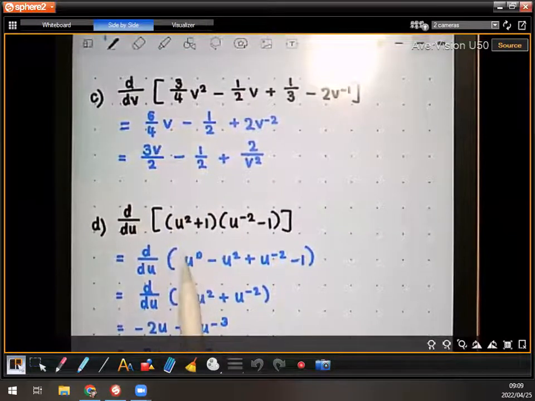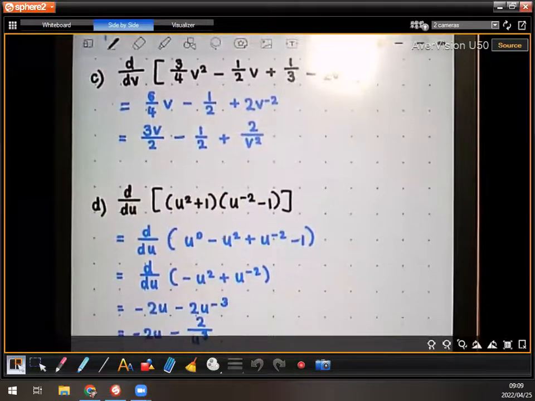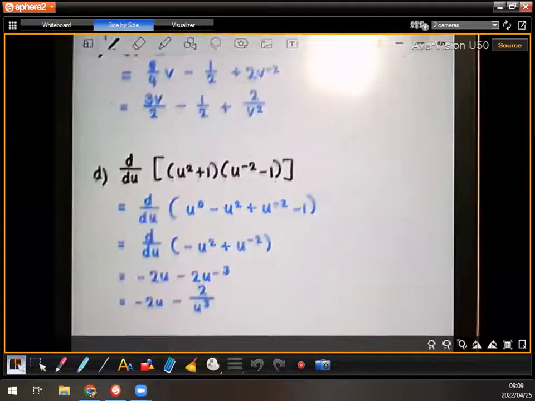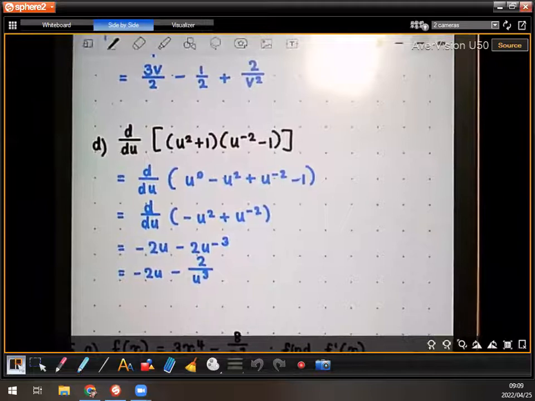You could have written this as 1 right from the start. Then you do the outers, the inners, and then the last. Okay. Then I just rewrote it because you have a 1 minus 1, which is actually 0. Okay, so that whole function is actually just -u squared plus u to the -2. And then you get that when you do the derivative.